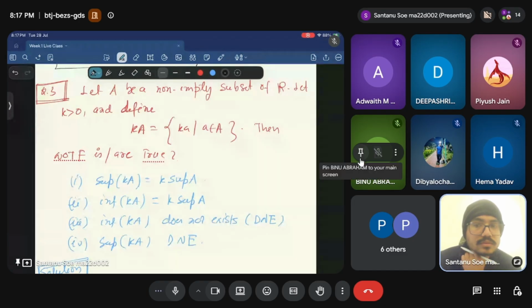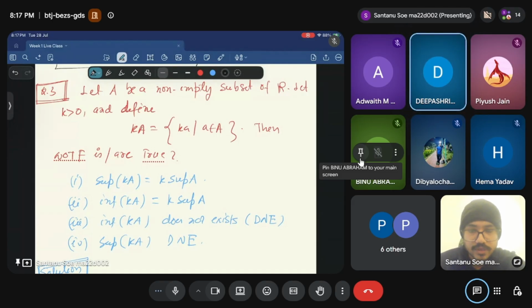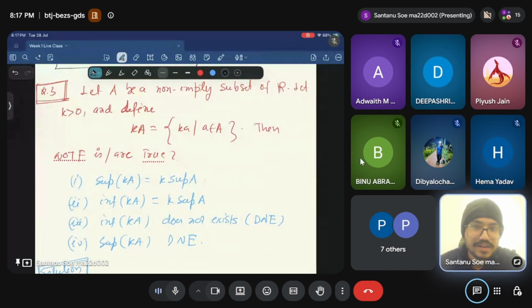Any idea? Yeah, A is any set, it is non-empty, and k is positive. So that set is just a multiple of a positive number. So whatever is the supremum of A, it is going to be a multiple of k if you take the supremum of kA. Yeah, I understand that, but that is not a mathematical justification, right?